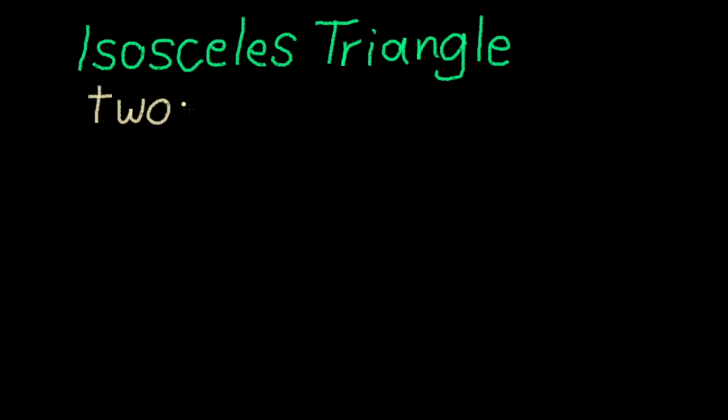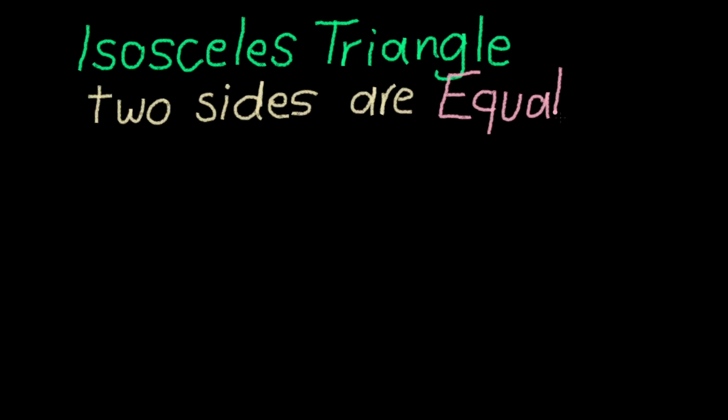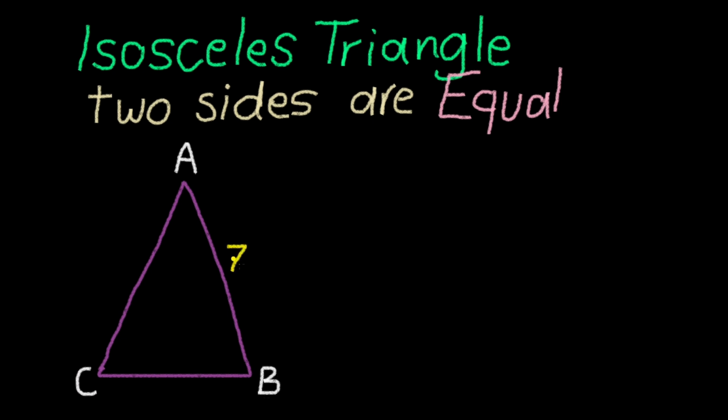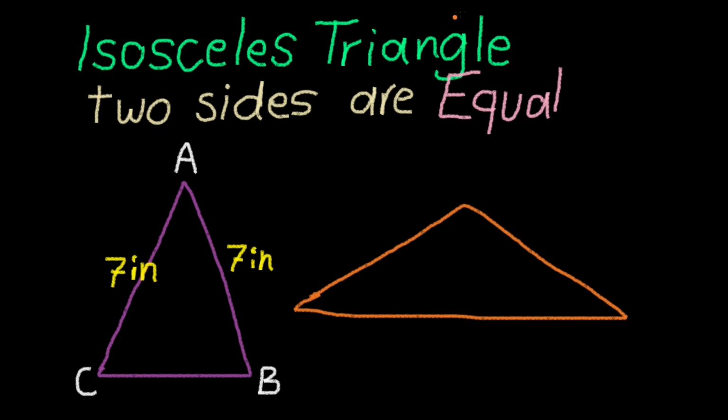The next type of triangle is the isosceles triangle. An isosceles triangle has 2 equal sides. Here's an isosceles triangle ABC. The sides AB and CA of this triangle are both 7 inches, so it has 2 sides that are equal to each other. Another example is the triangle DEF you see over here.